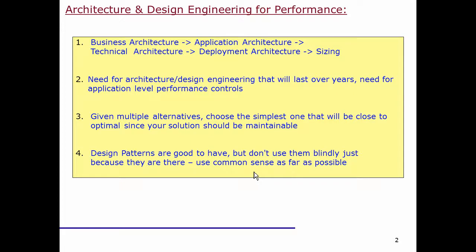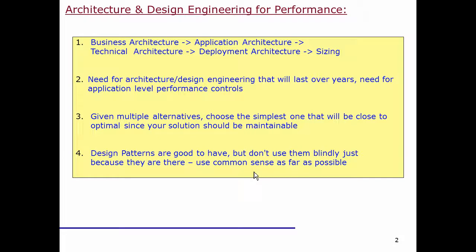The second important point to consider for performance of an architecture and design is that any engineering that is done for performance is not in the realm of code optimization and tuning that is instantaneous. It is more in the realm of the long term, where you need that engineering to last for years. So any choice that is made should not be often changed, because it's a very costly change once the system gets implemented.